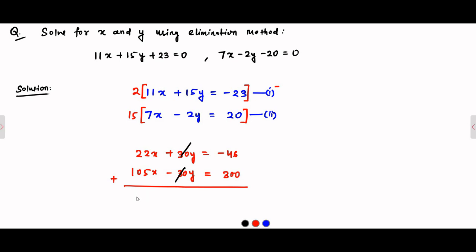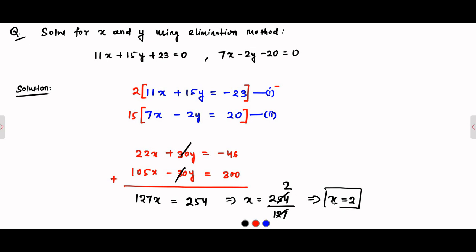Here we'll have 105x plus 22x, that is 127x, that is equal to 300 minus 46, that is 254. Yes, 254 it is. So that implies x is equal to 254 by 127. That is equal to 2. So x is equal to 2. So now we have got the value of x.